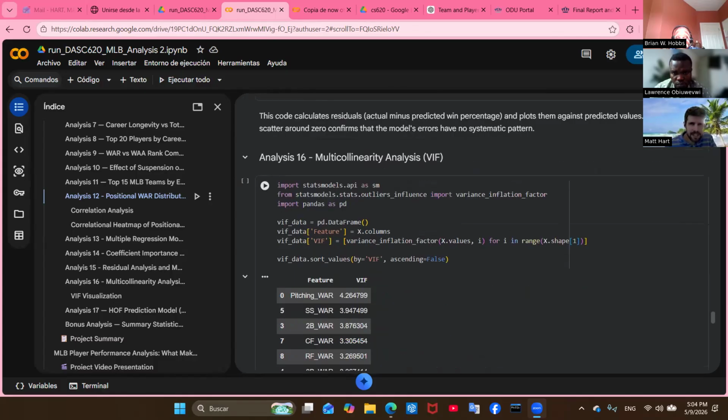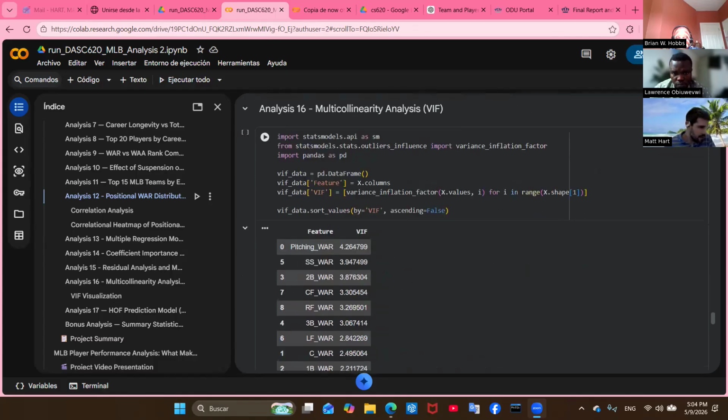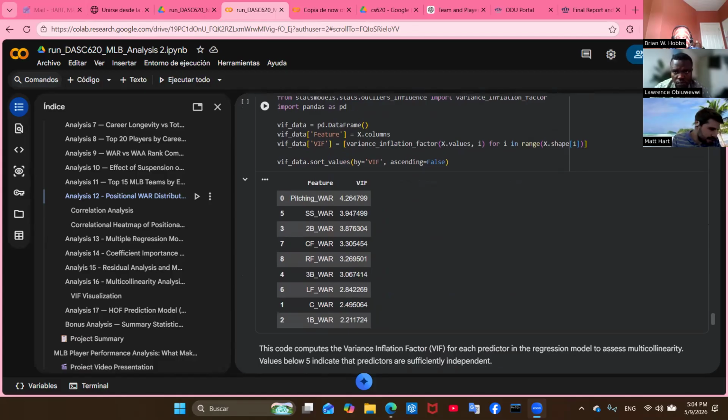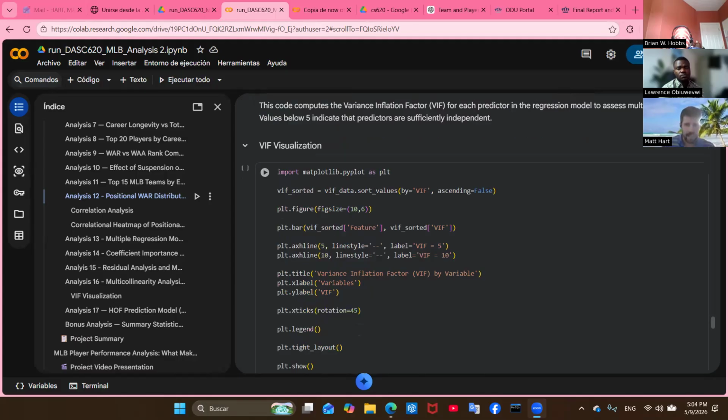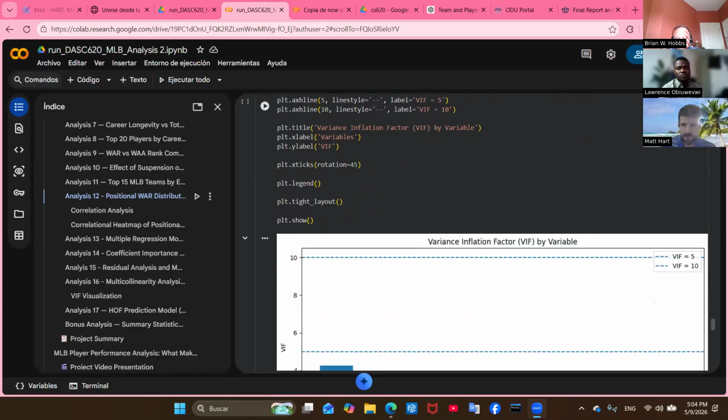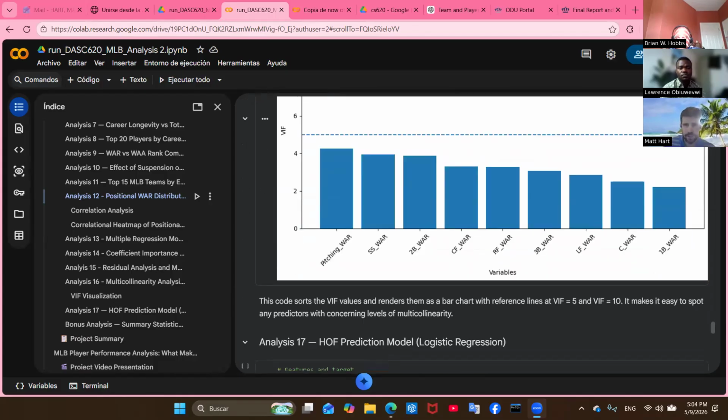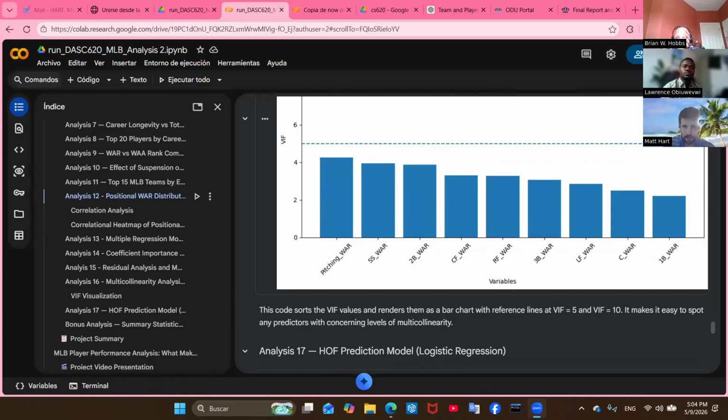Down here, number 16, we have the multicollinearity analysis, where we looked at the VIF values. They show that severe multicollinearity was not present and that pitching WAR had the highest VIF. Some overlap existed, but it was still within an acceptable level. First base and catcher had the lowest values, and these variables contributed more independent information. And then we have the variance inflation factor visualization chart here, demonstrating those values, and they're all under 5.